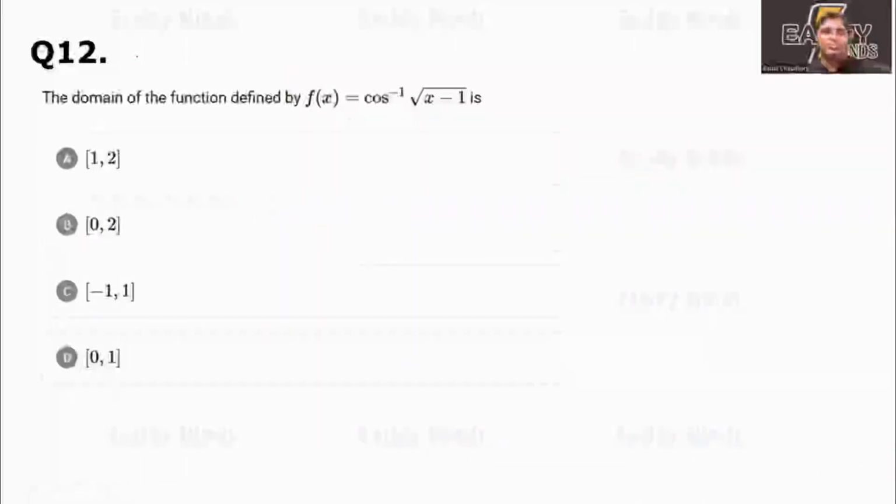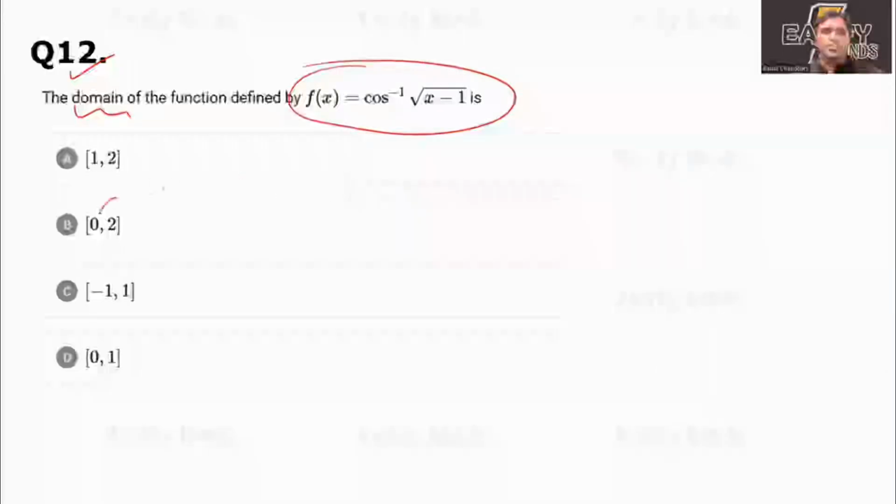Let's come to 12th. Domain of this function, cos inverse root over x minus 1. Students will just get confused or scared by the expression. Domain means the values which will define the function, right?